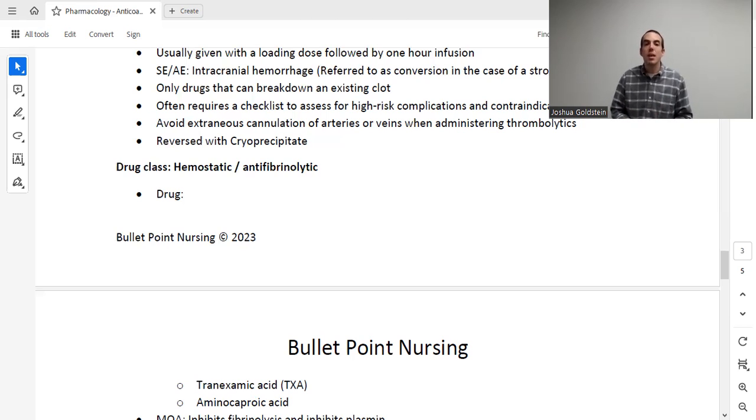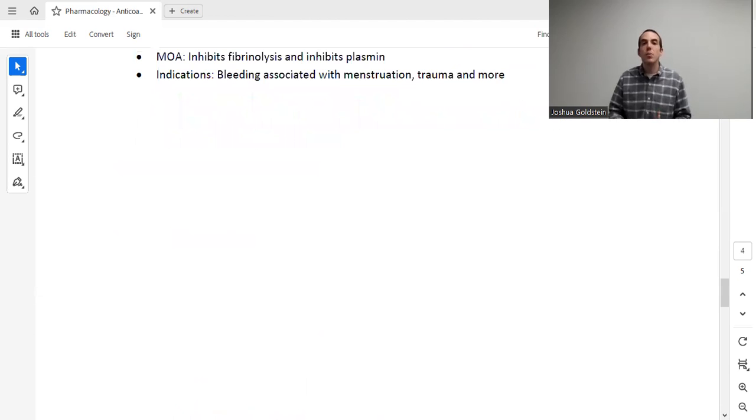The drugs we're talking about here, aminocaproic acid and tranexamic acid, both of these are used to help a patient clot. When do we use this? Obviously, when a patient has a problem with bleeding. How does it work? It inhibits fibrinolysis, and it inhibits plasmin. Plasmin, again, is what breaks down clots. So this prevents that breakdown of clots. The indication for this is for bleeding.